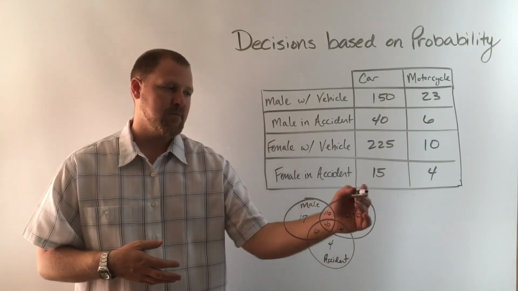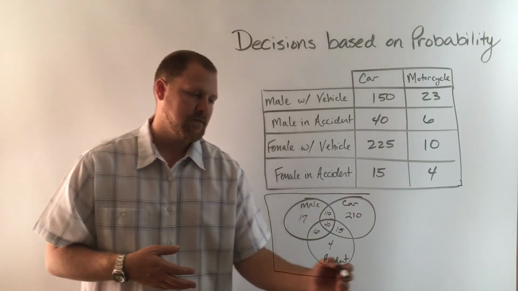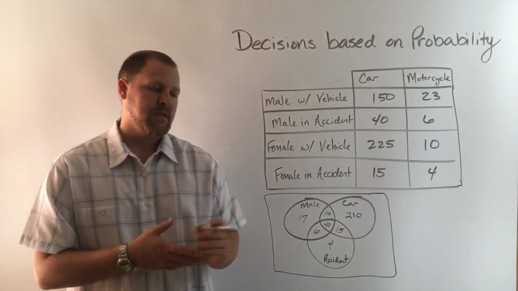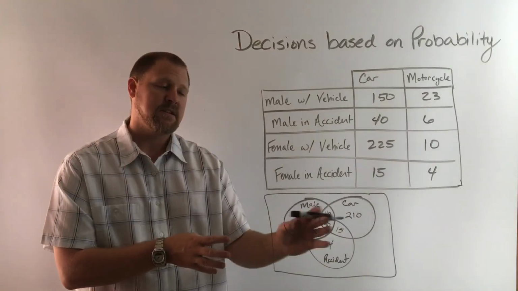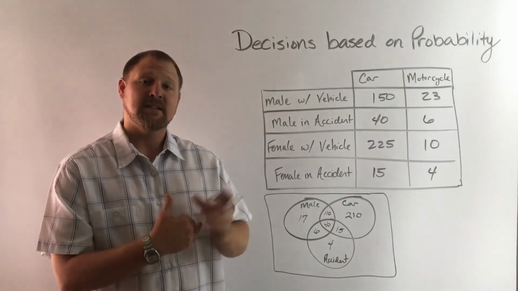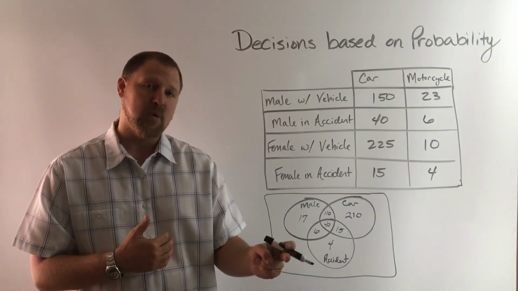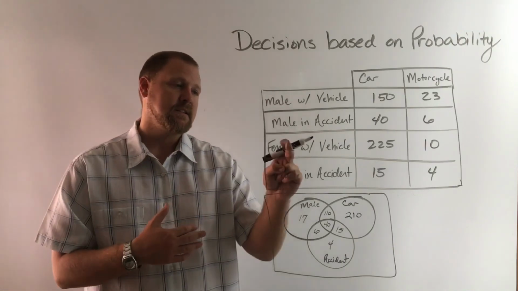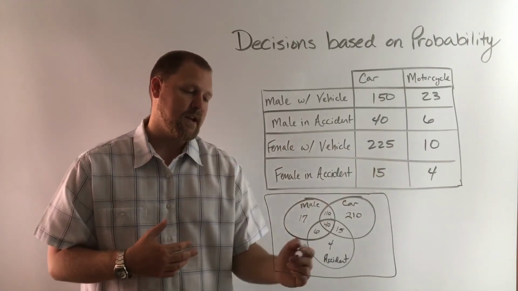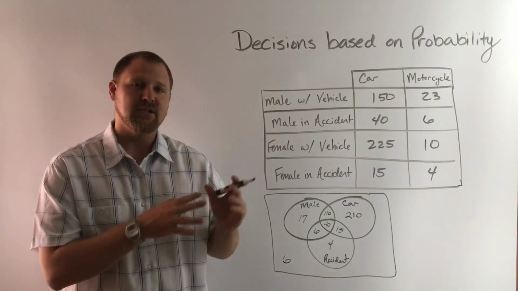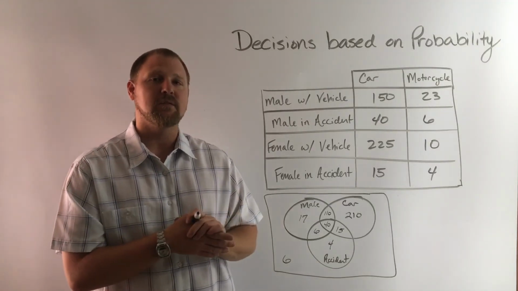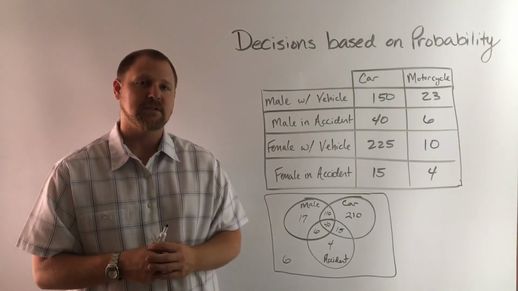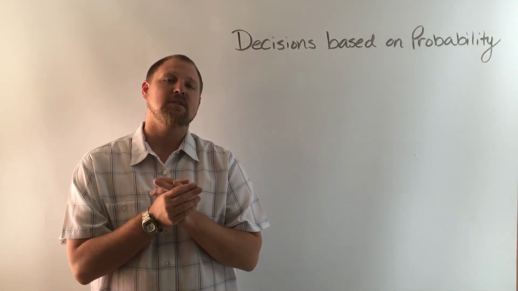And then outside, remember this rectangle identifies the space around the Venn diagram where none of the things inside of the circles has happened. So that means females with a motorcycle not in an accident. So females with a motorcycle not in an accident is 6. And now you have calculated all the different events that could have happened between these 3 categories. And that is decision making based on probabilities.